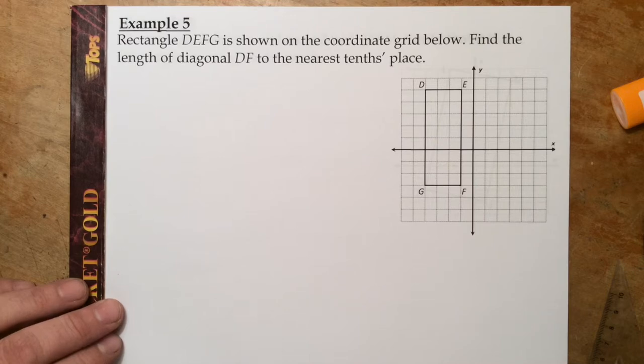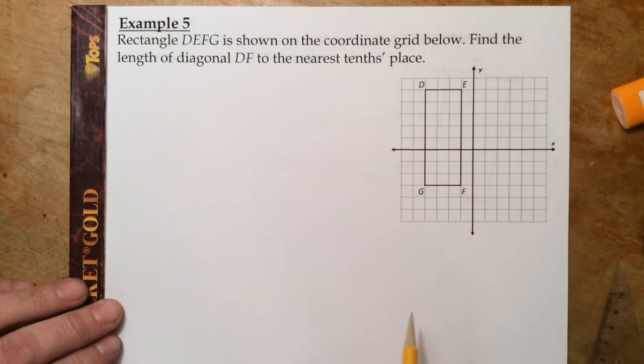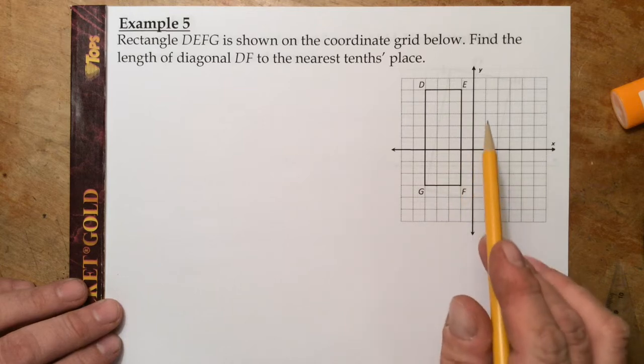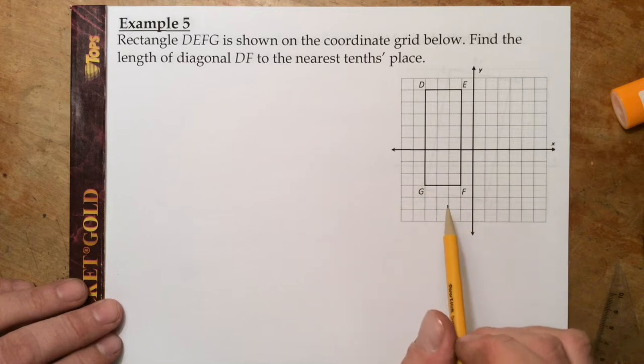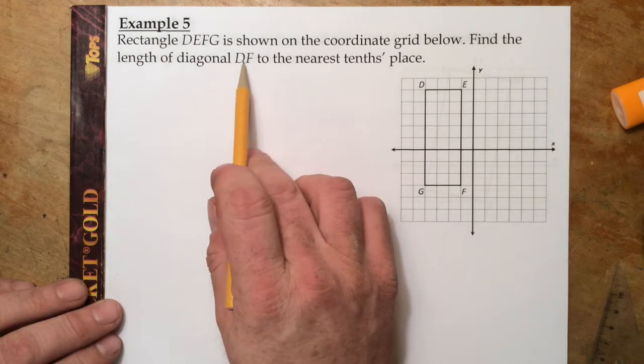For the next example, you will need a straight edge of some kind. Example 5. Rectangle DEFG is shown on the coordinate grid below. Find the length of diagonal DF to the nearest tenth place. In coordinate geometry, all the properties and theorems for quadrilaterals, specifically parallelograms and the ones we're studying today, also apply on the coordinate plane. So here we have rectangle DEFG, and they want us to find the length, or something very close to the length, for diagonal DF.